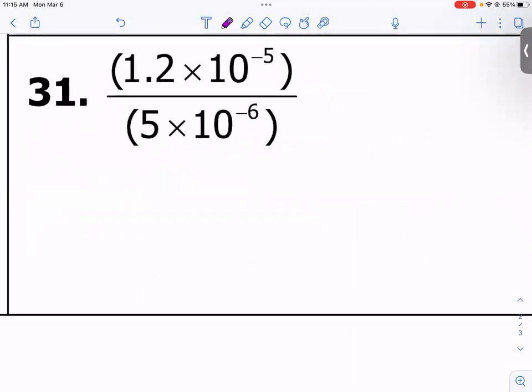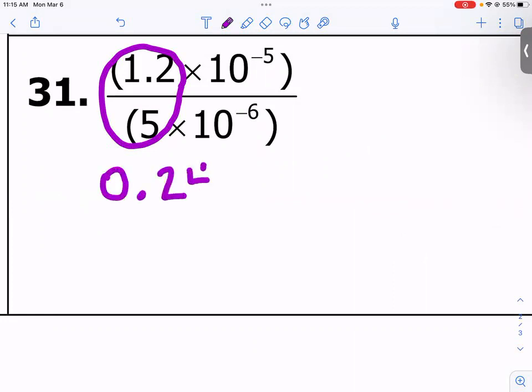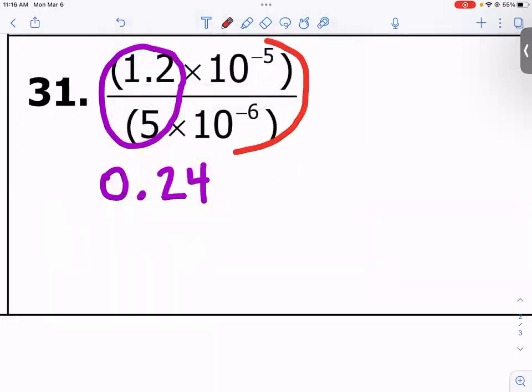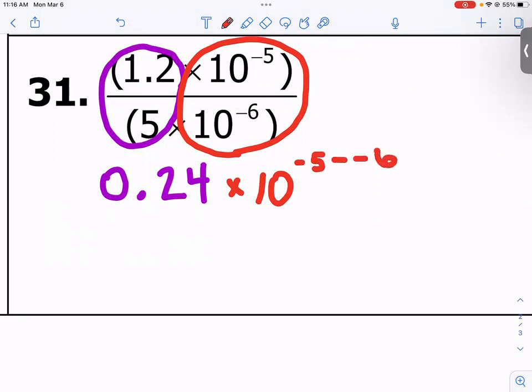Now this still means division. It's just written as a big fraction. So let's go ahead and take what is 1.2 divided by 5? 0.24. We're going to have to be careful. And then if I take this right here to simplify, we would have negative 5 minus negative 6. If we do keep change, that would turn into a +1.